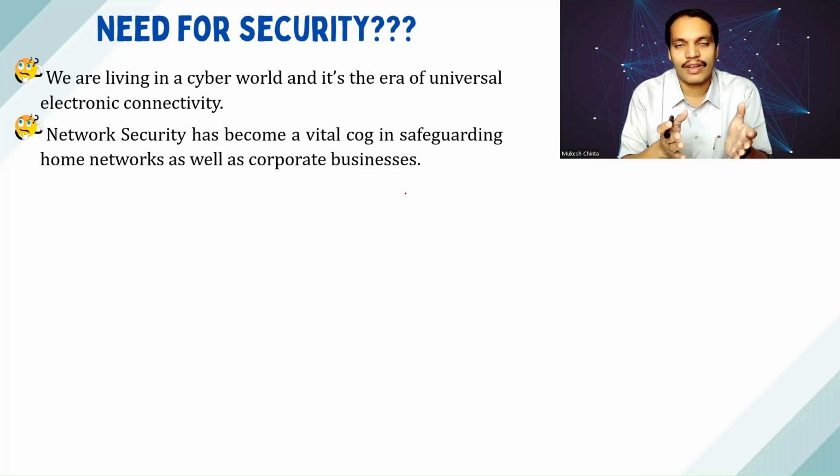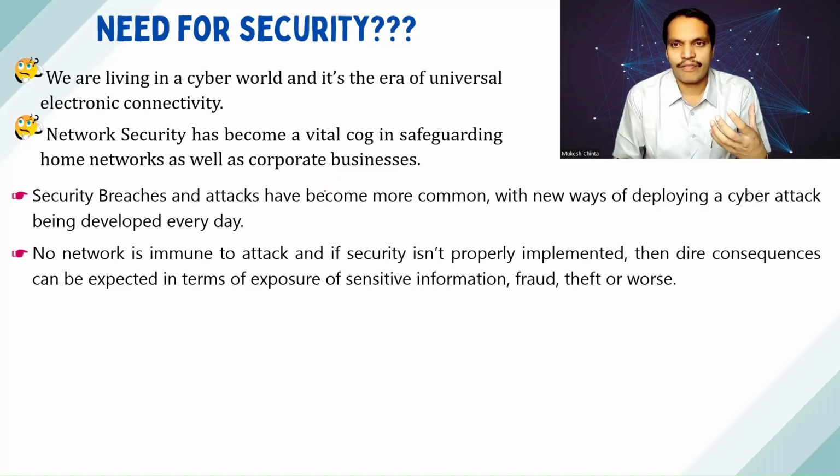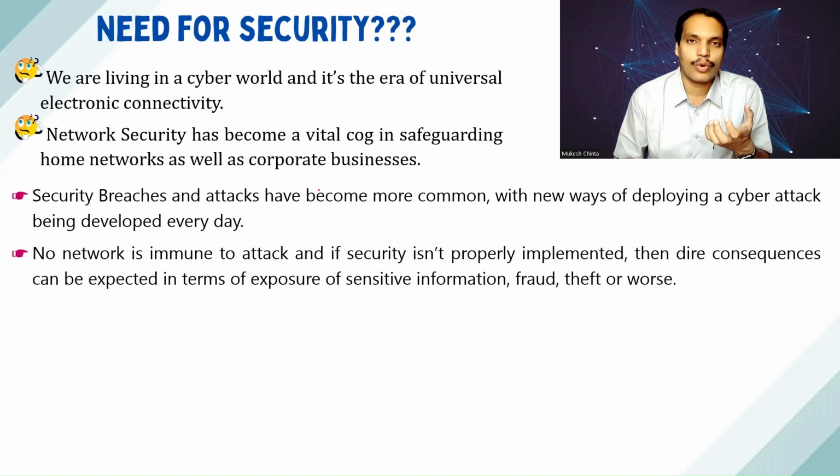But where there is good, there is evil as well. This has given scope to attackers or malicious parties to have access to information that they usually wouldn't have. So network security has become a vital cog in safeguarding home networks as well as corporate businesses. Because our information is now available on the internet, you have to safeguard it. You have to ensure that it is safe from prying parties. Security breaches and attacks have become more common, with new ways of deploying a cyber attack being developed every day. Day by day, the security mechanisms are evolving. We are coming out with new techniques, new mechanisms, new algorithms to safeguard our data. Similarly, cyber criminals are also finding new ways to attack systems and penetrate your security barriers.